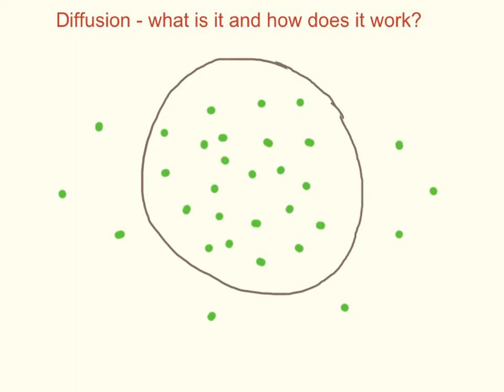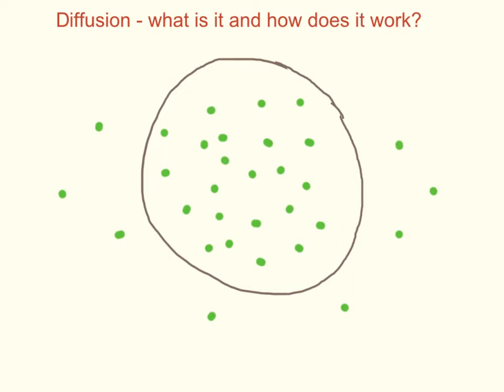First of all, you can see on this diagram that there is a cell, and inside and outside the cell there are some particles or molecules. It doesn't matter what these particles or molecules actually are, because diffusion can happen to any particle or molecule as long as it's small enough and as long as it's in a gas or it's dissolved in a liquid, in a solution.